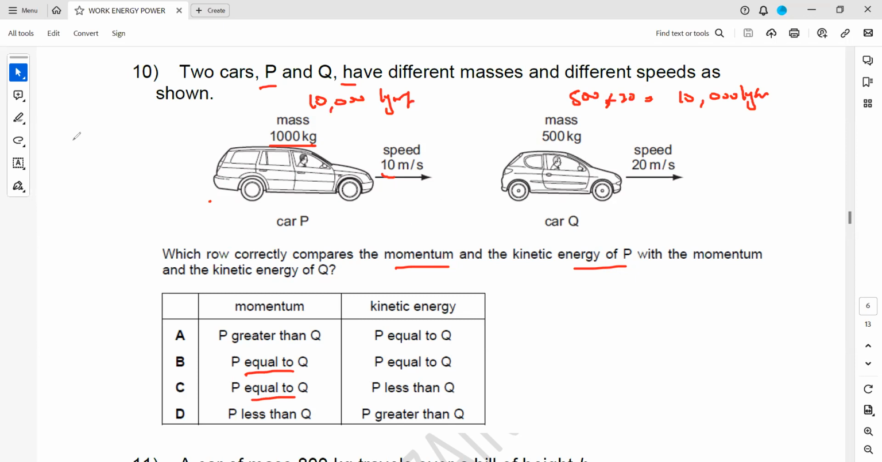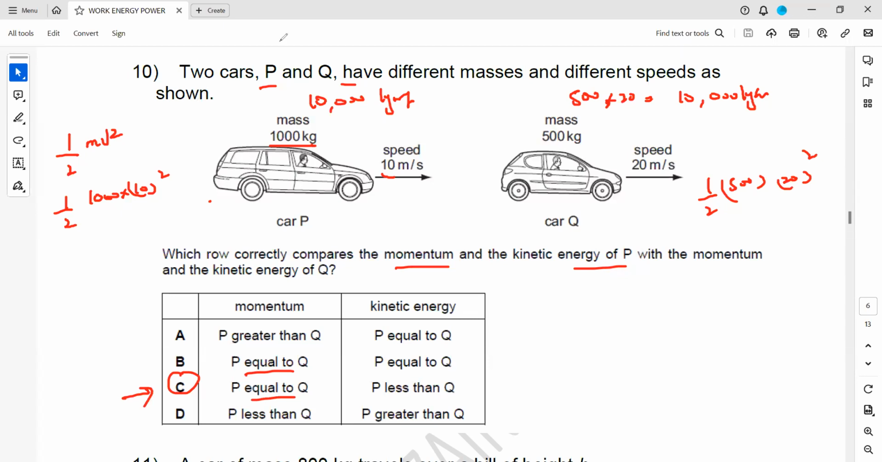But when we calculate the kinetic energy, which is half mv square, for car P, the mass is 1000 and the speed is 10 square. For this one, the kinetic energy will be half, the mass is 500 and the speed is 20 square. So when you simplify, you will find that the kinetic energy of P is less than Q. This result will be different from this one. So C will be the right answer.